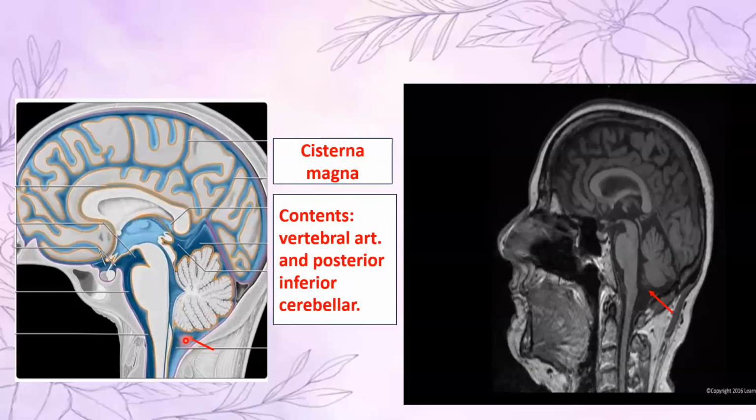Beginning with the cisterna magna, this cistern is located beneath the cerebellar hemispheres, and it is situated behind the medulla oblongata. It connects with the subarachnoid space surrounding the spinal cord, and it receives CSF from the fourth ventricle through its median aperture, which is also known as the foramen of Magendie. In its lateral part, it contains the vertebral artery and the posterior inferior cerebellar artery. Once again, we can see the cisterna magna, which is situated below the cerebellar hemispheres.